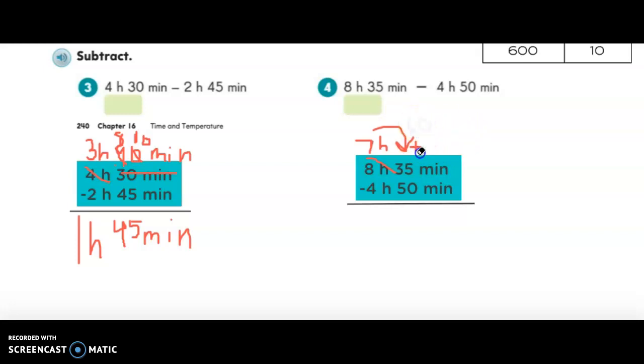So 60 plus 35 gives us 95. So 5 minus 0 leaves us with 5, and then 9 minus 5 gives us 4. So again, we'll have 45 minutes left over. And then 7 hours minus 4 hours leaves us with 3 hours. So we got a final answer of 3 hours, 45 minutes.